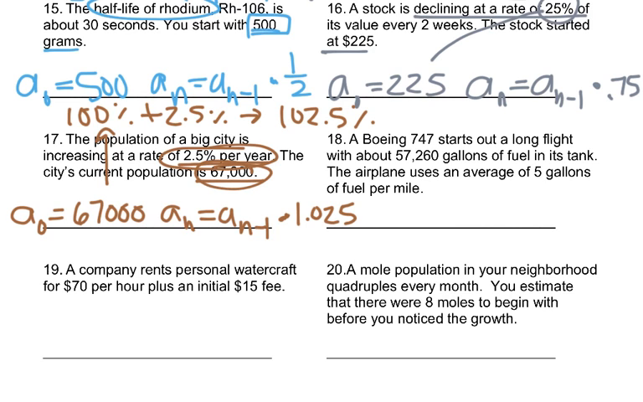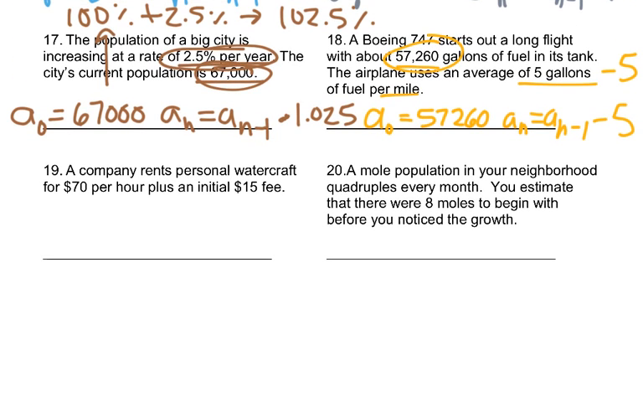Number 18, a Boeing 747 starts out a long flight with about 57,260 gallons of fuel in its tank. The airplane uses an average of 5 gallons of fuel per mile. So we're using 5 gallons, we're subtracting 5 every mile, and we started with that much. So A sub 0 equals 57,260, and A sub n equals A sub n minus 1 minus 5.